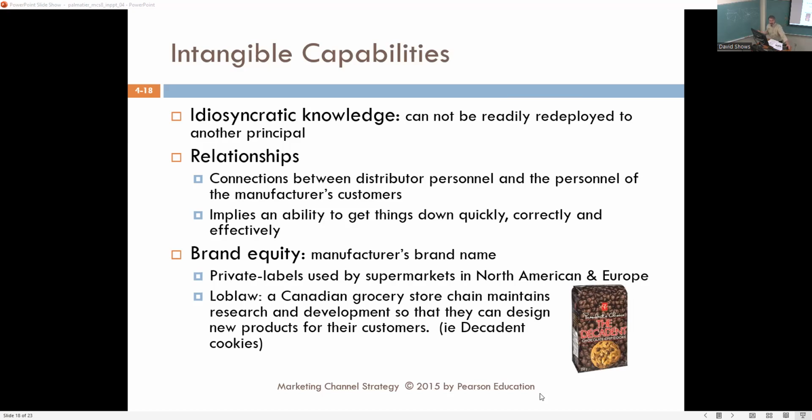So we move from intangible things to tangible things. Let me break down how this would react before I go. Idiosyncratic knowledge probably lends itself to vertical integration. Relationships probably hamper vertical integration. In other words, because of a special relationship, don't give it up no matter what. And brand equity doesn't matter. I mean, you can choose whatever way if your equity is so strong.